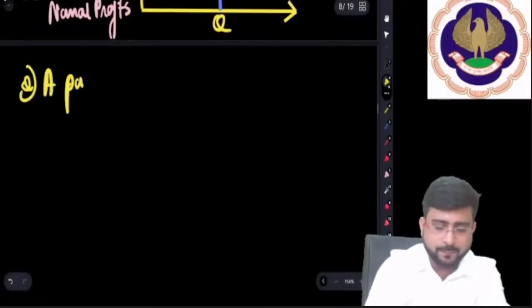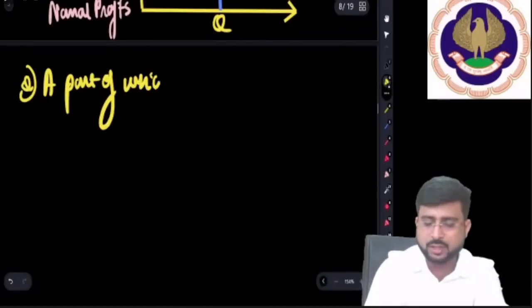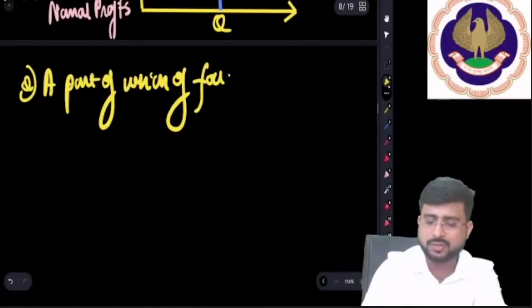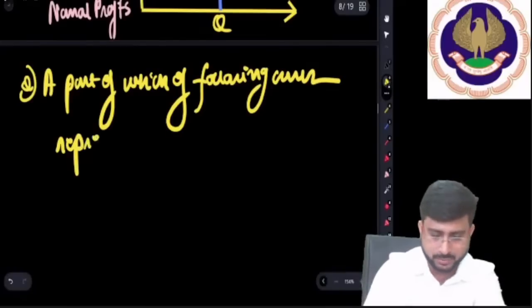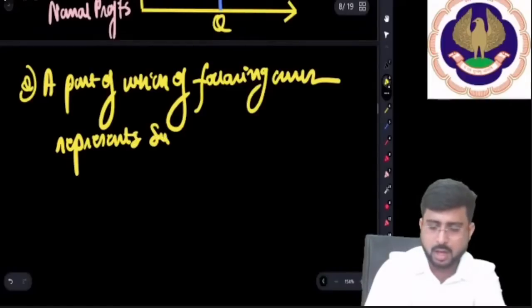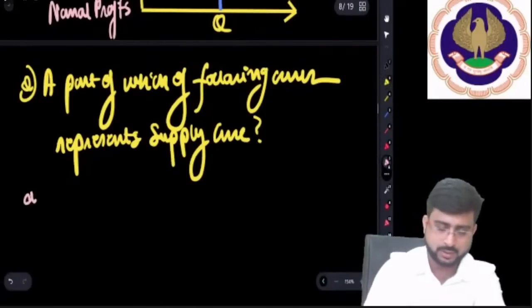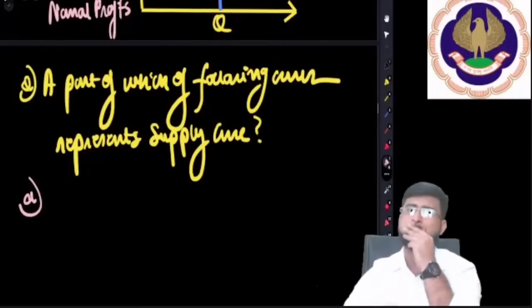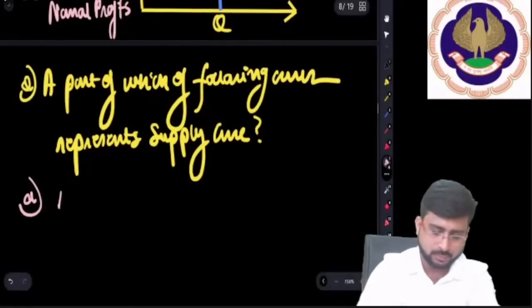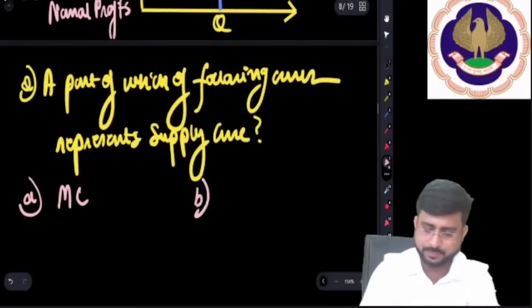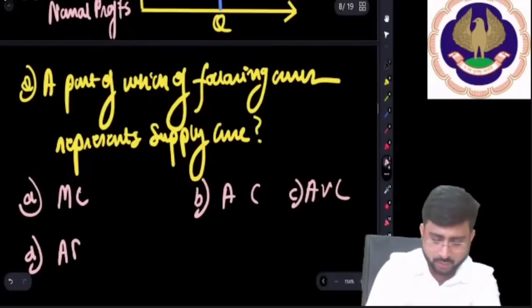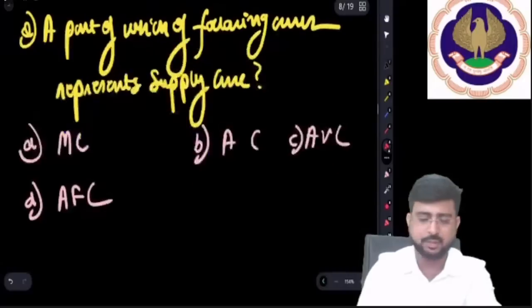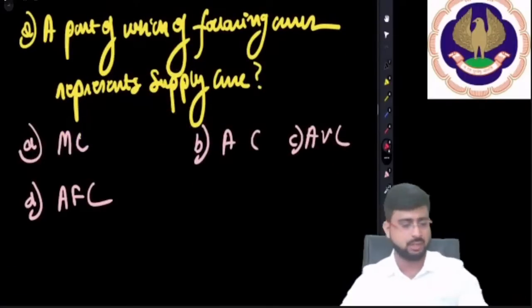A part of which of the following curves represents the supply curve? Your options are marginal cost curve, average cost curve, average variable cost curve, average fixed cost curve. Come on everybody, your answers please.